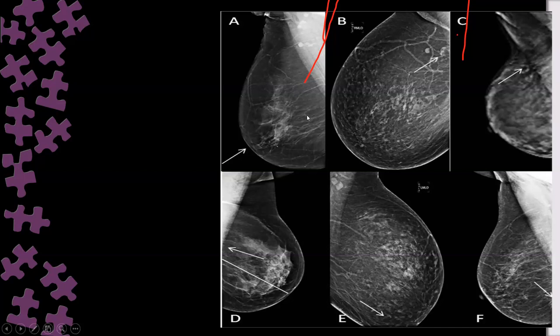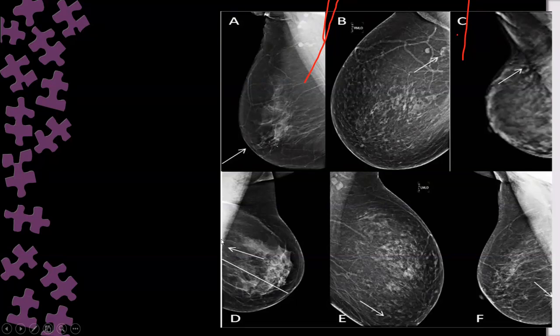Okay, just tell me what is wrong here in the inadequate mediolateral oblique view. What is wrong with the pectoralis muscle, the lower edge? What is wrong here? And here? If we start from F, inframammary fold, not seen. E, missing inferior breast. Here, lower end of pectoralis, not seen.